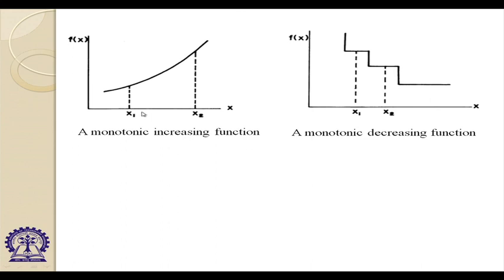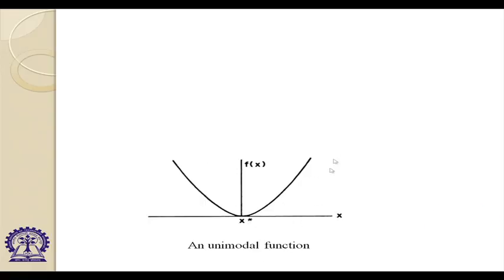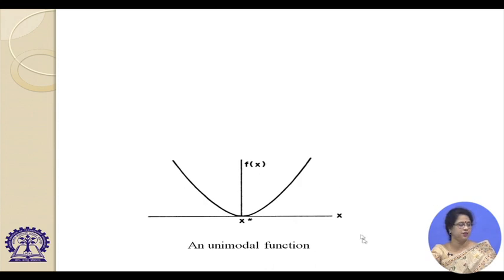Now, you must be seeing here the first example is a monotonically increasing function. If x1 is less than x2, and f(x1) is less than f(x2), it is increasing. If x1 is less than x2, and f(x1) is greater than f(x2), it is decreasing. And this is the unimodal function. That means there is only one mode within this interval. On one side it is decreasing, on the other side it is increasing. All right. Unimodality is a very important property for finding the optimal solution.